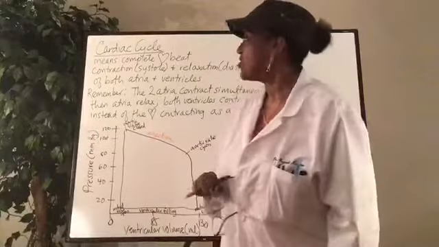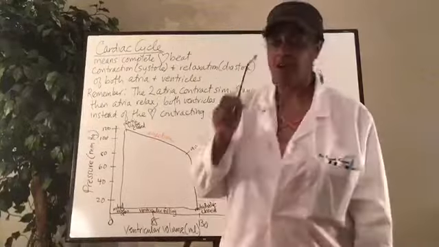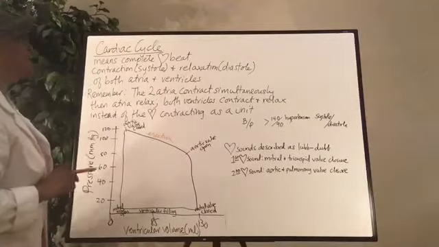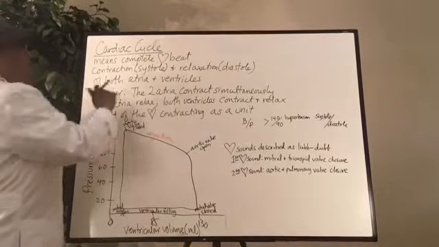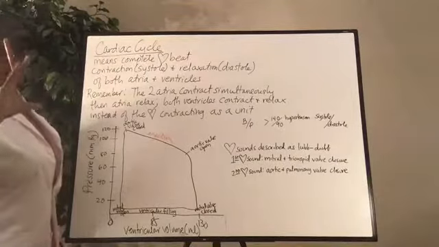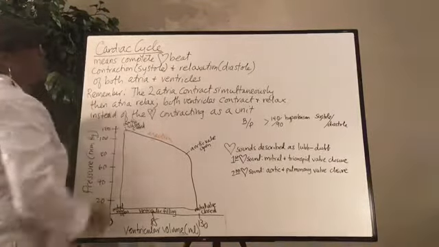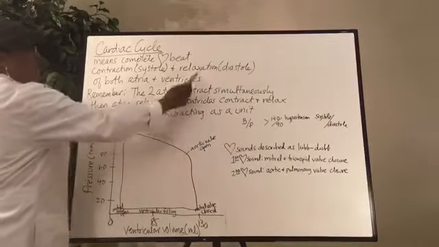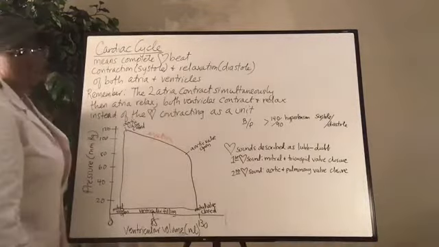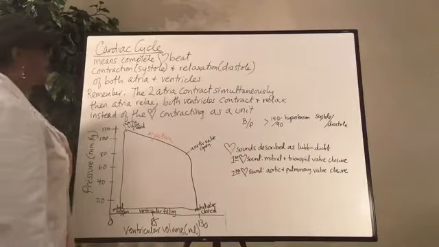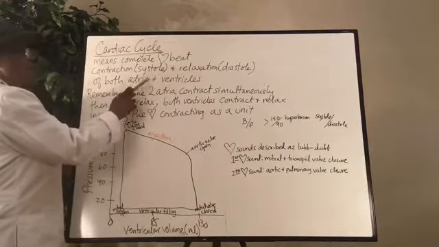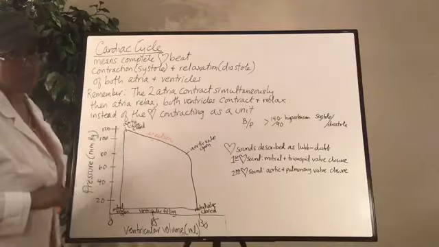All right, so let's go on and talk about the cardiac cycle. Cardiac cycle means a complete heartbeat. A complete heartbeat would be a contraction, and that is systole, with relaxation, and that's diastole, of both the atria and the ventricles.